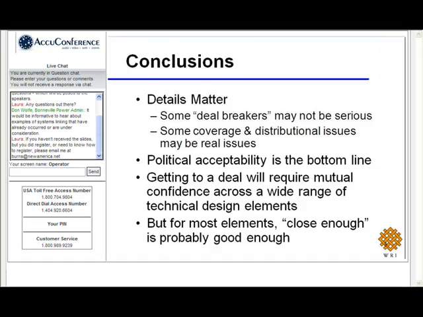Bottom line, political acceptability is what's going to drive an agreement on linking trading systems. The real issue is getting to a level of mutual confidence across a range of technical design elements, and being confident that the stringency and the enforcement mechanisms in the two systems are generally compatible. For most elements, though, close enough is probably good enough.